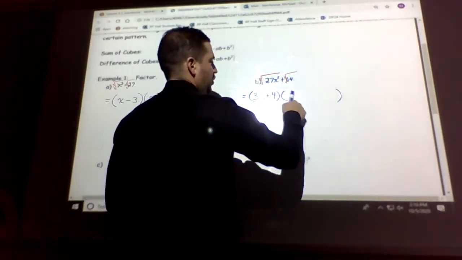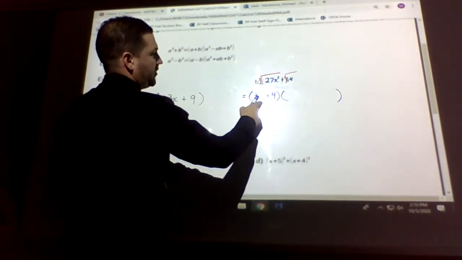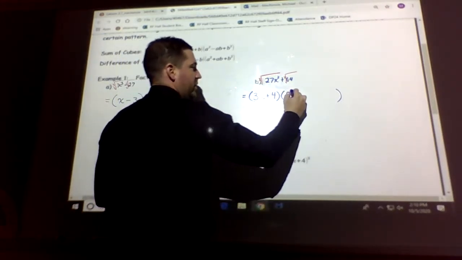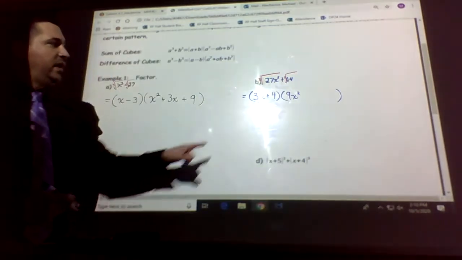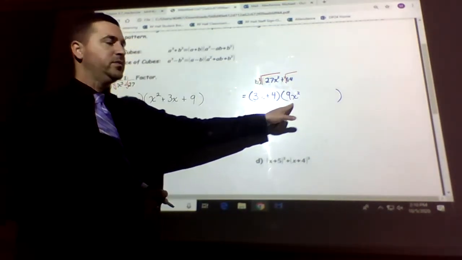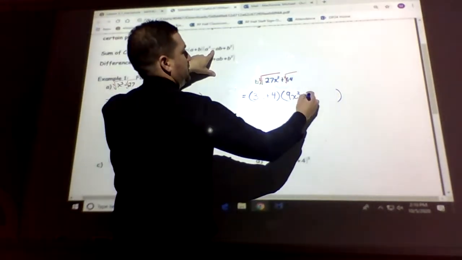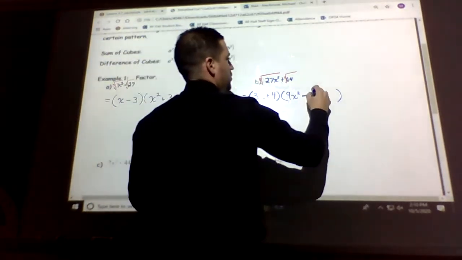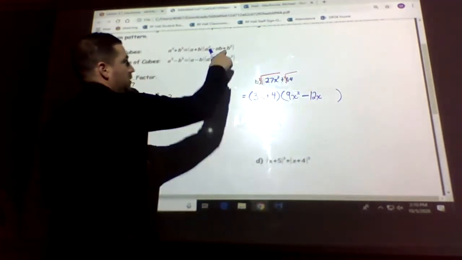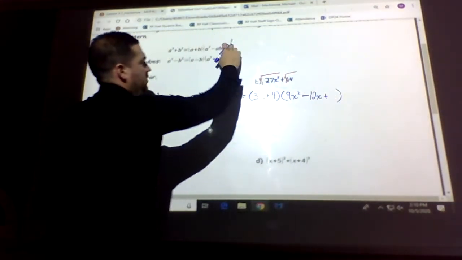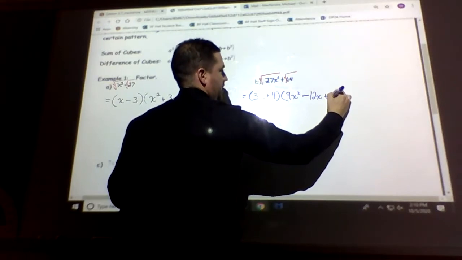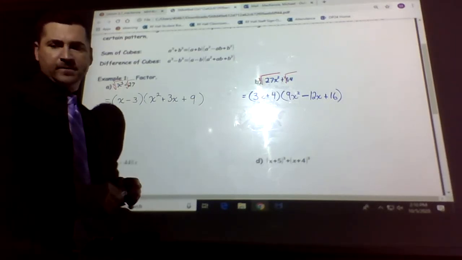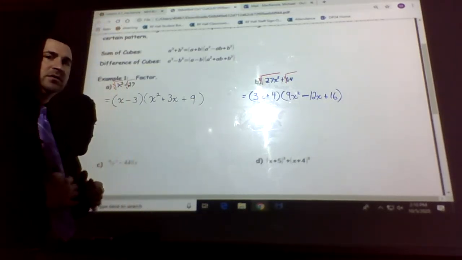Now, this term here is a squared. So we take the 3x and we square it. 3 squared is 9, x squared is x squared, so we get 9x squared. Subtract a times b, so 3x times 4, which is 12x, plus b squared, so 4 squared is 16. Okay, and you stop there.